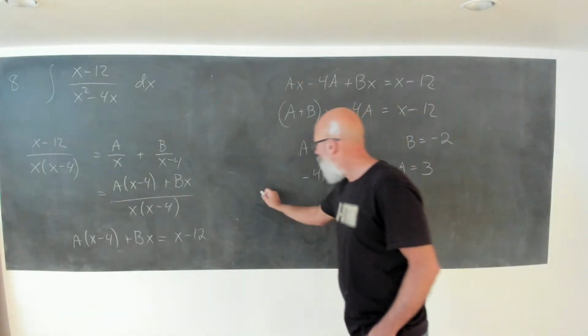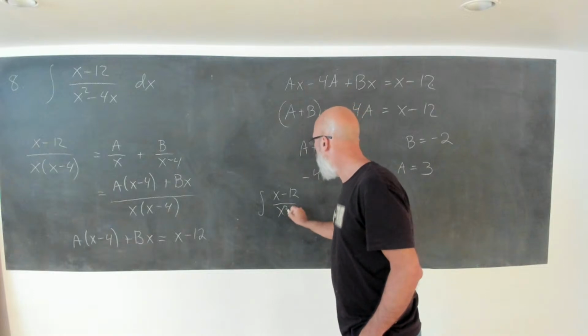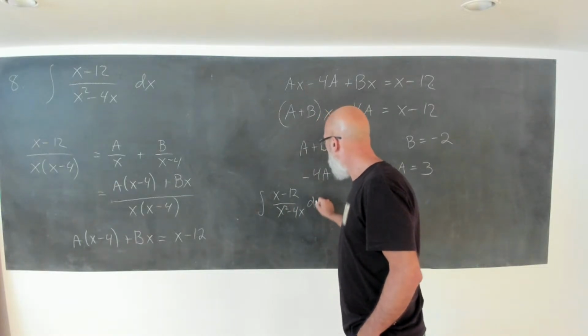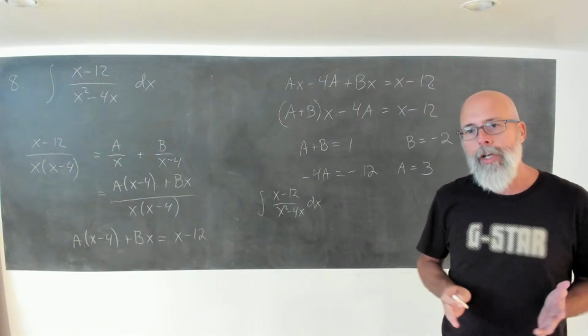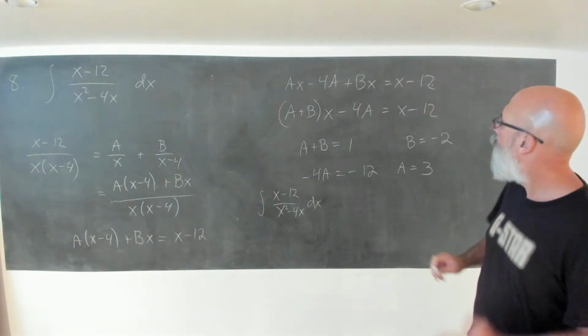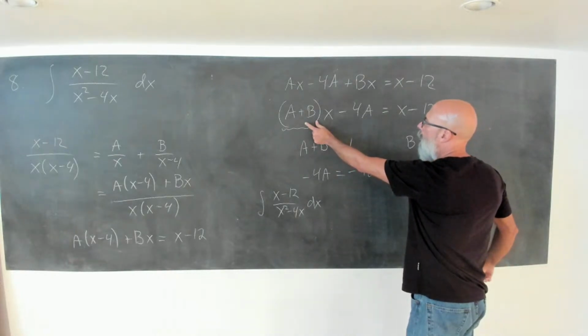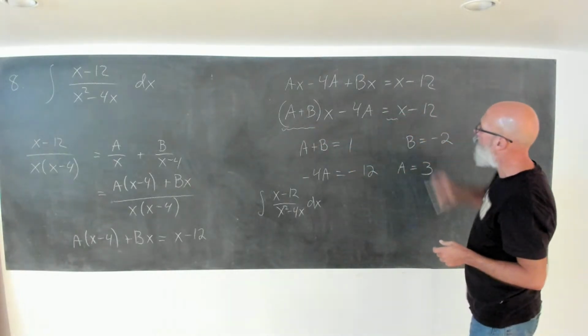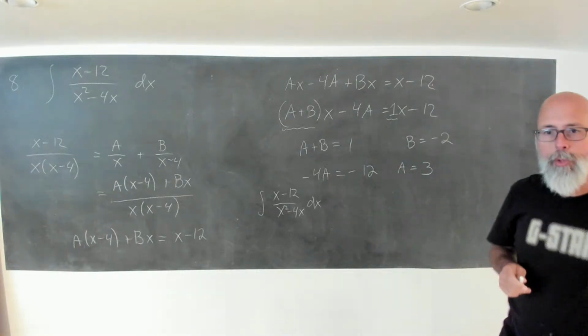So this integral, which would have been difficult. Why does a plus b have to equal 1? We are equating the coefficients. Coefficient of x on the left, coefficient of x on the right. There's nothing mentioned here. You understood that it is 1.